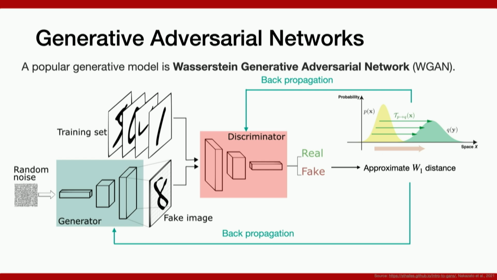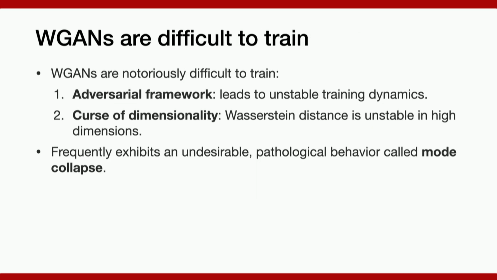Okay, so that's the framework of Wasserstein-GANs. But the caveat is that Wasserstein-GANs are notoriously difficult to train in practice. And this is primarily due to two reasons. One is the adversarial formulation, because we have a zero-sum game between the generator network and the discriminator network. What this means is that it leads to unstable training dynamics. The second cause is something called the curse of dimensionality, and this refers to the fact that the Wasserstein distance is inherently unstable in high dimensions.